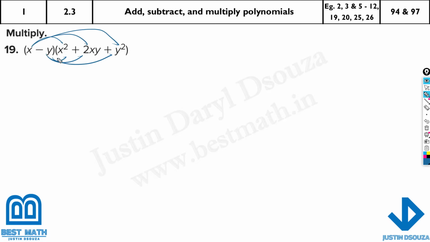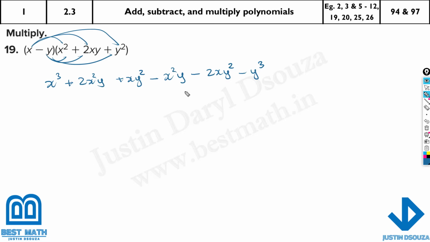So here, what's the first term? x times x squared will be x cubed, plus 2x squared y, plus xy squared. Then now it's minus, because minus y, right? Minus x squared y. I'll write x first and then y. Plus 2xy squared. Sorry, it's not plus y because it's minus. And then what do we have? It is minus y cubed.